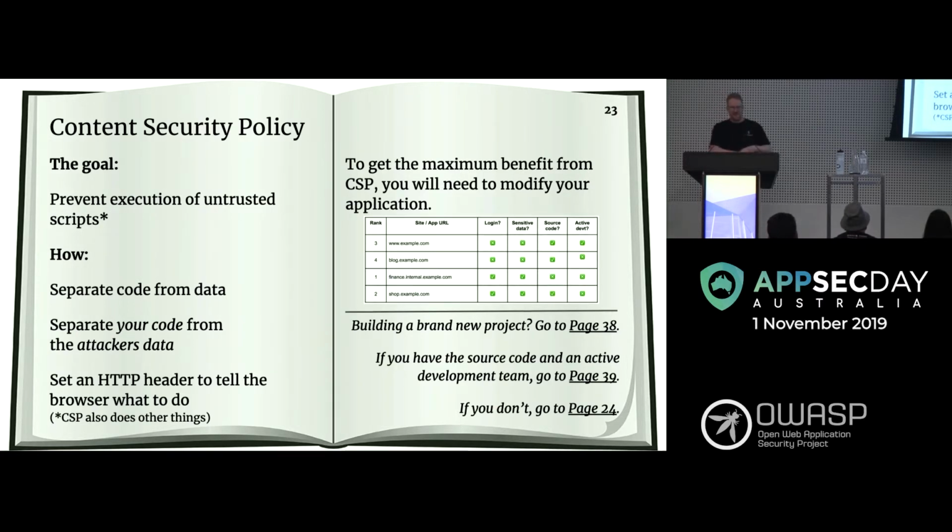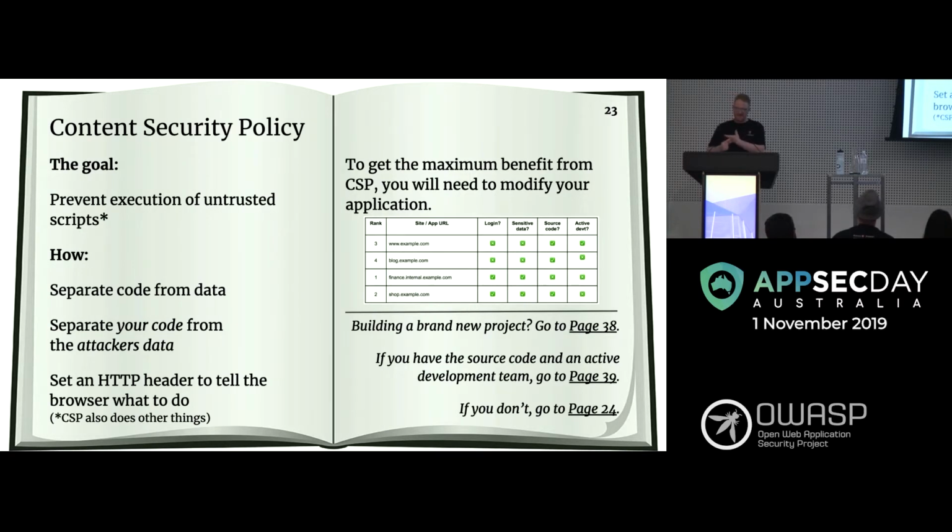Basically the way it works is it separates your code from your data. HTML still mingles them together, but content security policy lets you tell the browser, this is code that I trust, and you should treat the rest of the stuff as data when you're rendering the page. And so we can separate our code from the attacker's data. The way you do it is by setting an HTTP header.